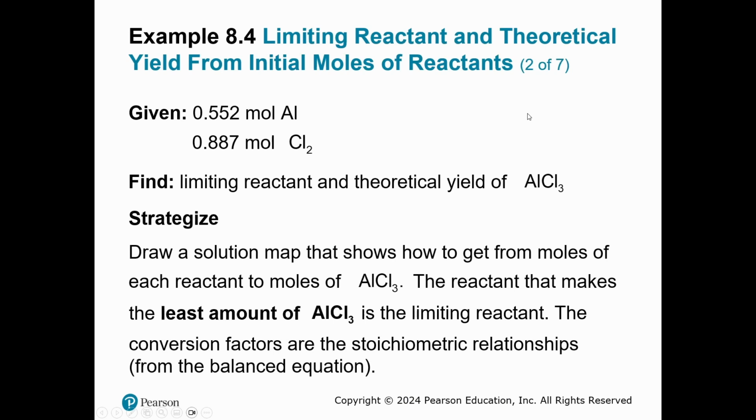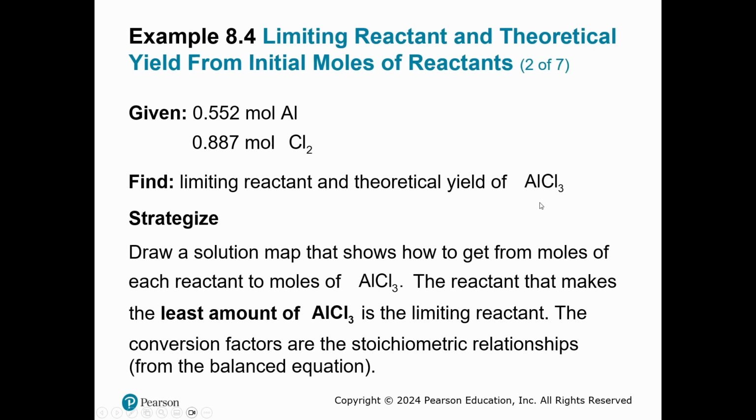So the book's method is to figure out how much product we're making from each given piece of material. So if we have this much aluminum, how much aluminum chloride do we make? If we have this much chlorine, how much aluminum chloride do we have? Whichever one makes the least amount of aluminum chloride is going to be your limiting reagent.